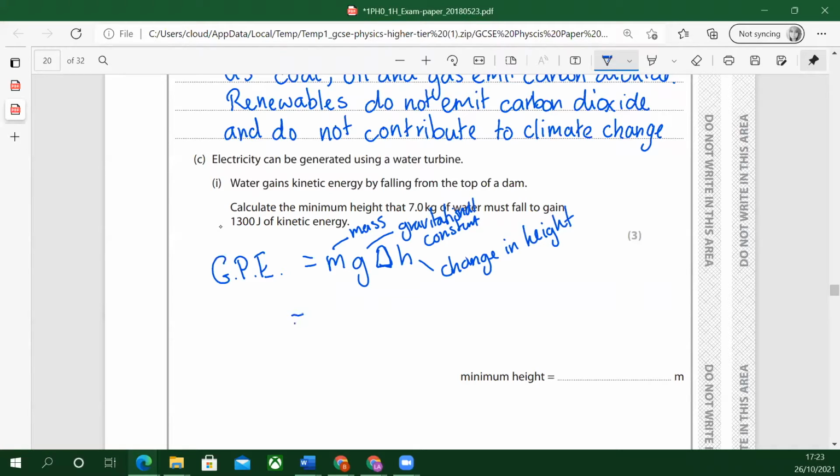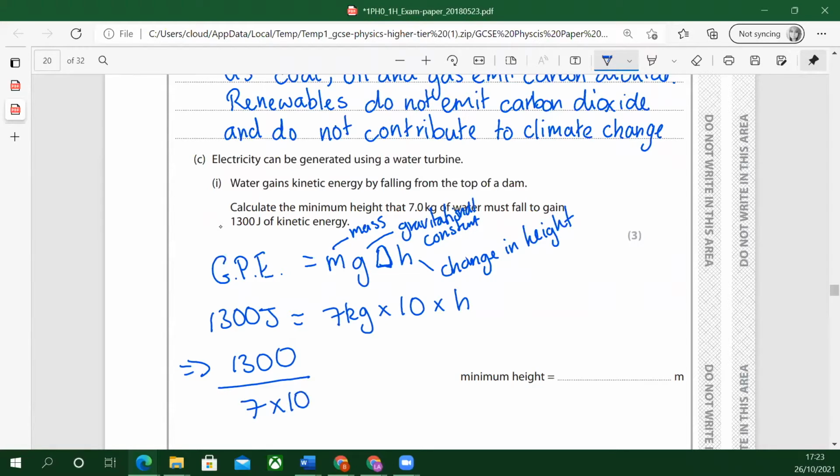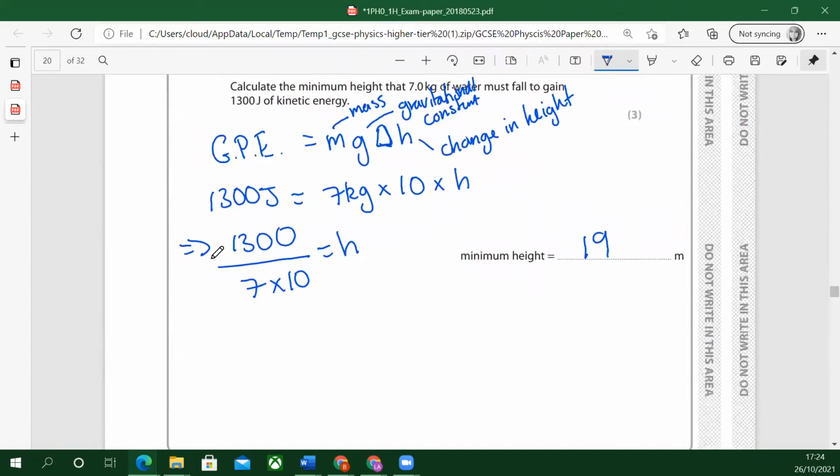Okay, so we've actually got the energy, because joules is always energy. Mass is 7 kilograms. g is 10. We don't know the height, so we'll leave that. Again, we're rearranging: 1,300 divided by 7 times 10, obviously that's 70, is equal to h. So if your answer rounds up to 19 meters, that is the correct answer.